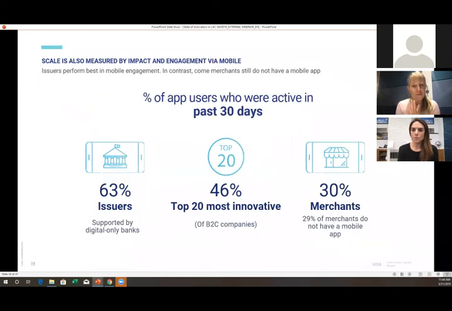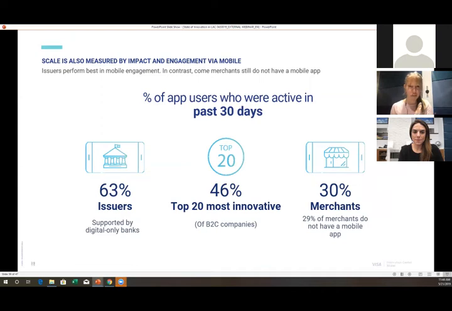Okay. Finally, scale is also measured not only by where you operate, but how deeply and often you are engaging with your customers. So the data we have here is the percentage of app users who are active in the past 30 days. And surprisingly, we have the best numbers from our issuers at 63%. Now this number is really propped up by our digital only banks, for whom digital and mobile is the only channel over which you can engage with your bank. So that's a really powerful statistic.